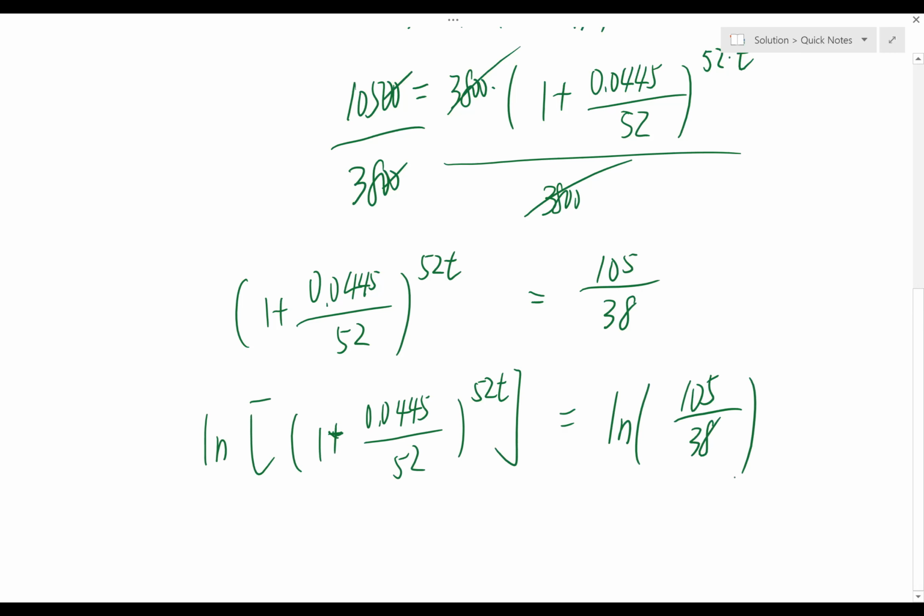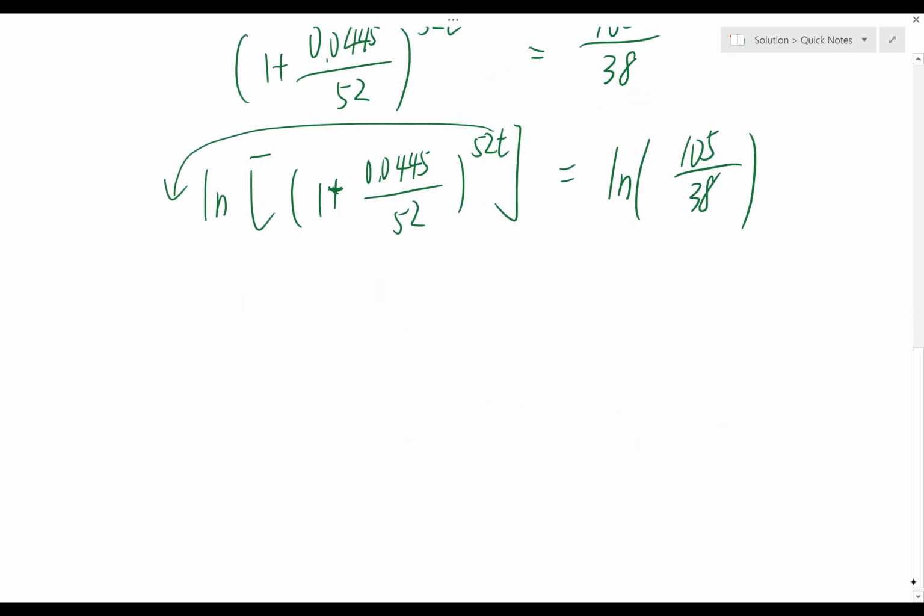And in terms of equations, when you perform an operation on one side of the equation, you have to perform the exact same thing on the other side of the equation, to keep it balanced. So this is a very important piece of information. Okay, so now 52t goes in front.